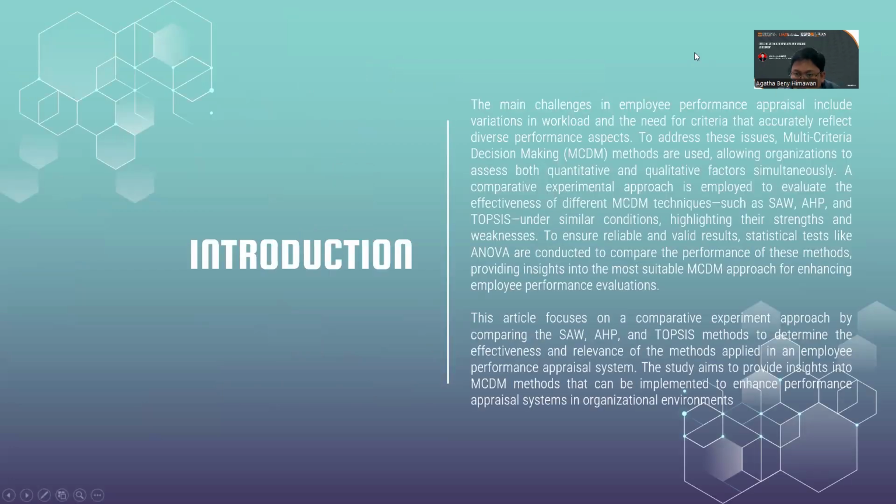The main challenges in employee performance appraisal include variation in workload and the need for criteria that accurately reflect diverse performance aspects. To address that issue, multi-criteria decision-making (MCDM) methods are used, allowing organizations to assess both quantitative and qualitative factors simultaneously. A comparative experiment approach is employed to evaluate the effectiveness of different MCDM techniques, such as SAW, AHP, and TOPSIS, under similar conditions, highlighting their strengths and weaknesses.